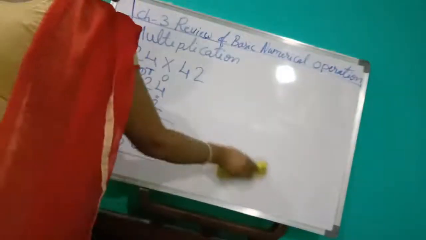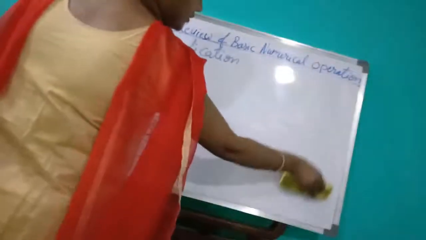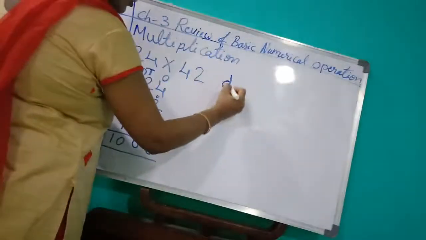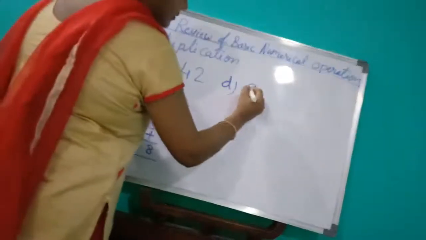These are all 2-digit numbers. How to multiply 2-digit numbers? Now, one more example of a 2-digit number.